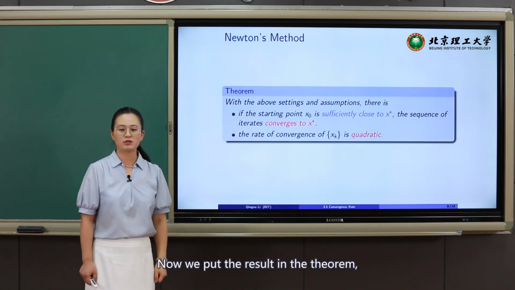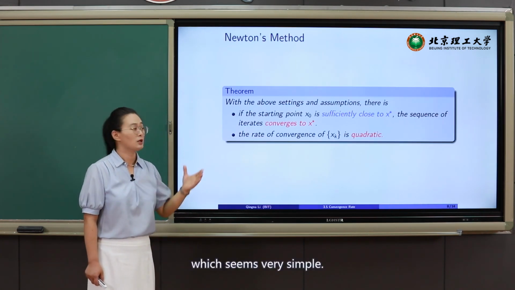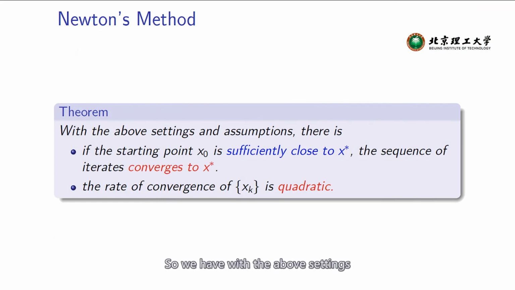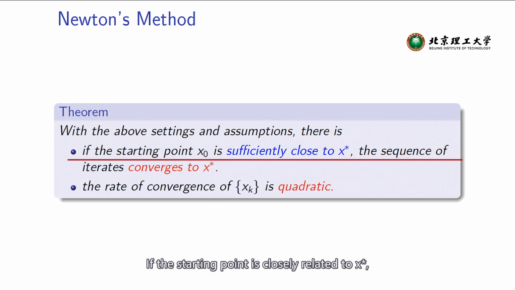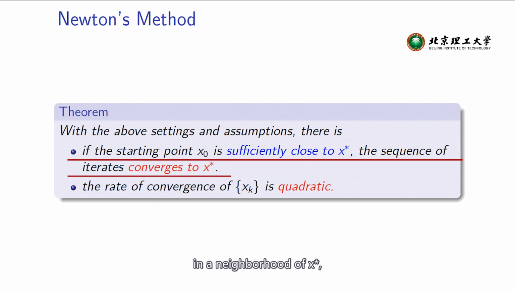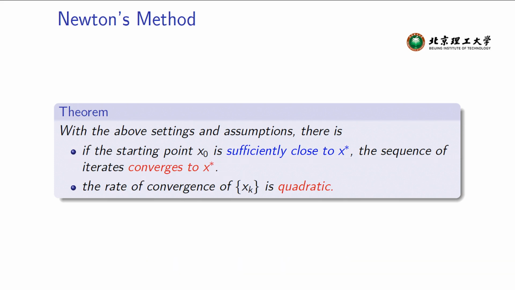Now we put the result in the theorem, which seems very simple. With the above settings and assumptions in the previous page, there is the following result. If the starting point is closely related to x*, meaning that the starting point lies in the neighborhood of x*, then the sequence x_k will converge to x*. This is a kind of local convergence result.